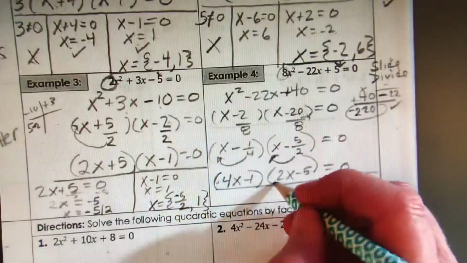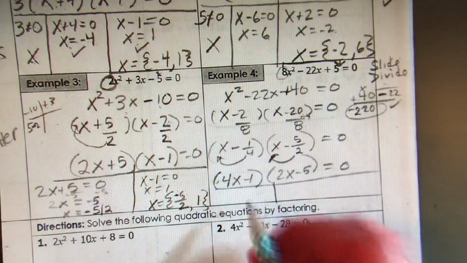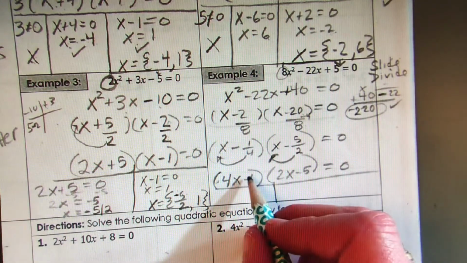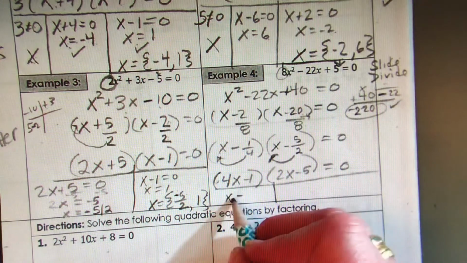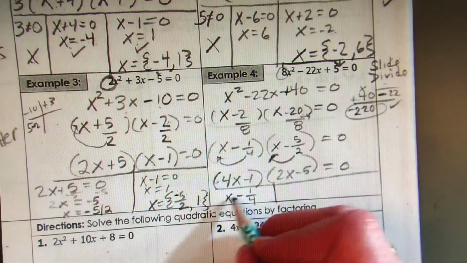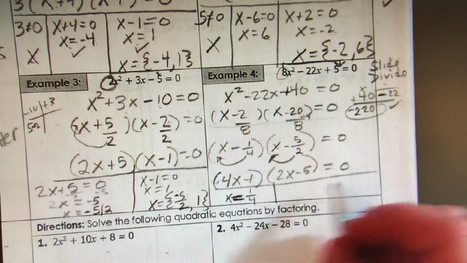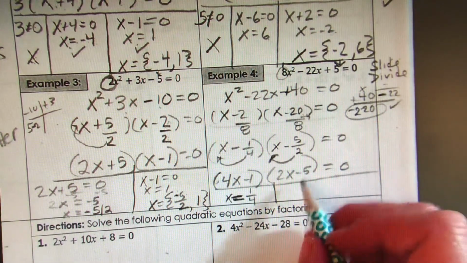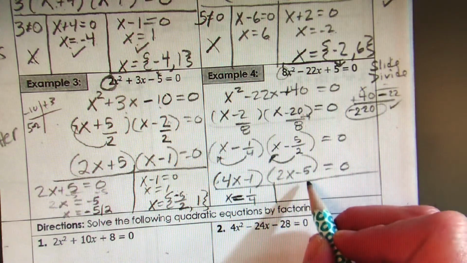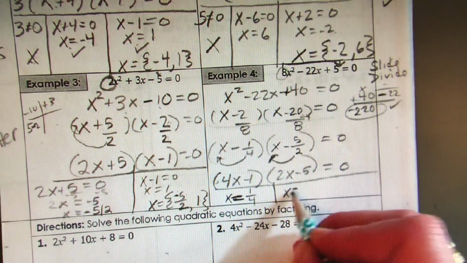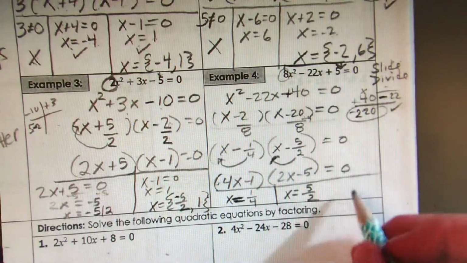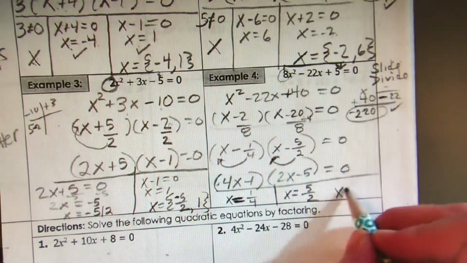Now I should have given myself more space. But when I solve this, when I set it to 0, x is going to equal 1/4. And that is an equal sign, not negative. When I solve this side, 2x, if I set that to 0, because that's what I'm doing, I'm going to have x is equal to 5 halves. Oh, that's similar to over here. Isn't that interesting?